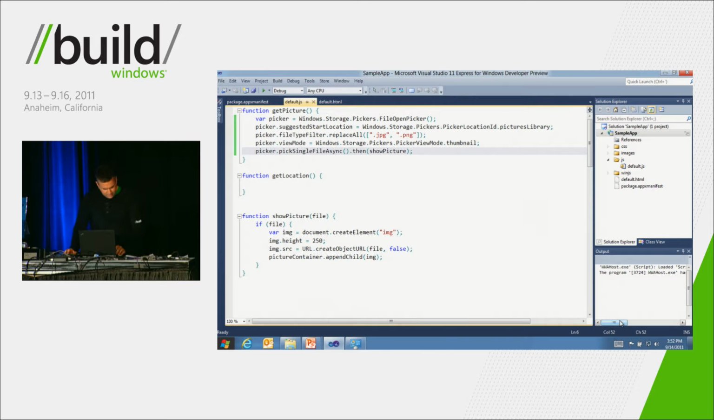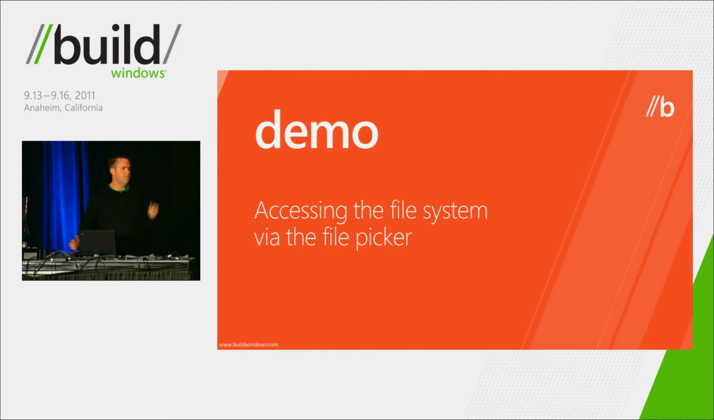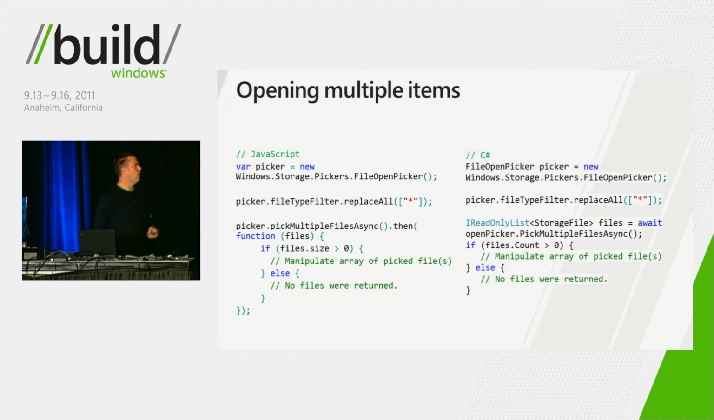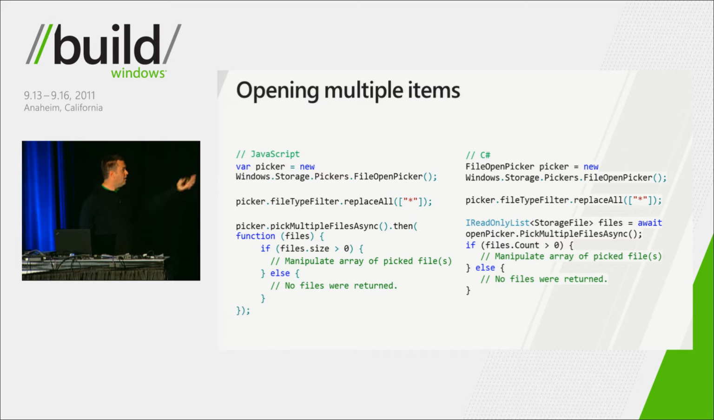All right, let's switch back here to the slide deck and take a look at some additional forms of the picker. So the picker has lots of different manifestations. So here's some code that enables you to open multiple items. Just like the single item picker, you're able to specify a starting location, the types of files that you want to have, and the way you want the picker to look. You invoke the multiple variant of the picker, you get returned an array of files, and then you just make use of them in your program.